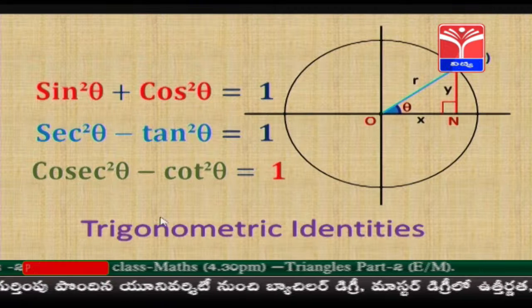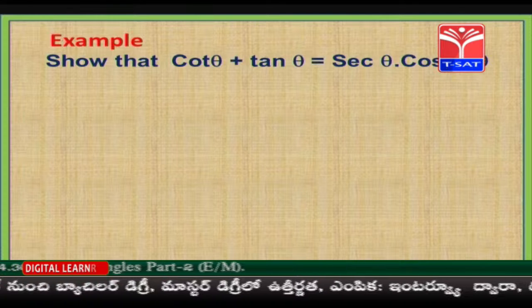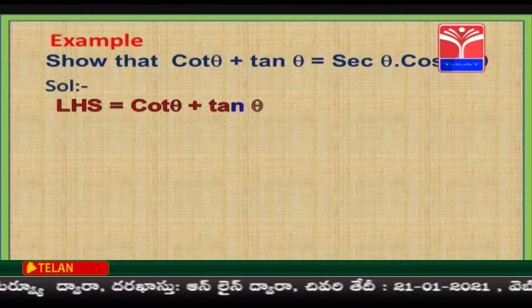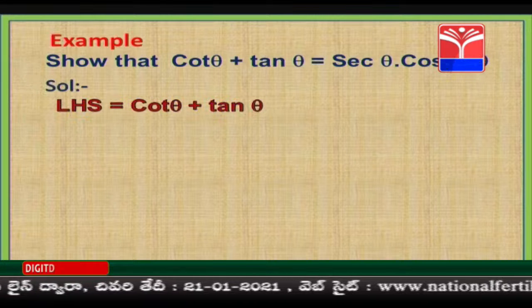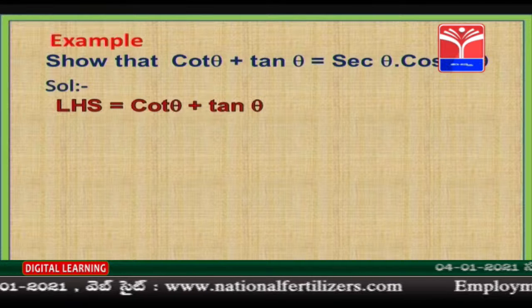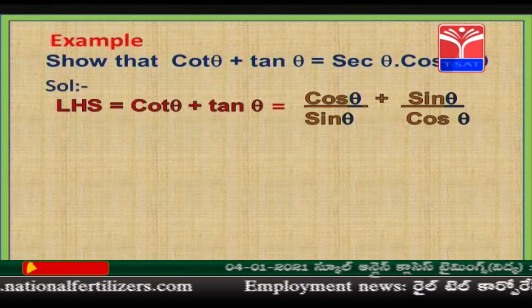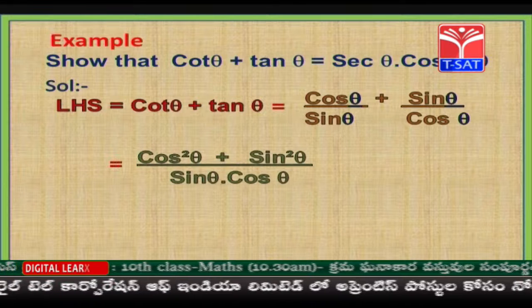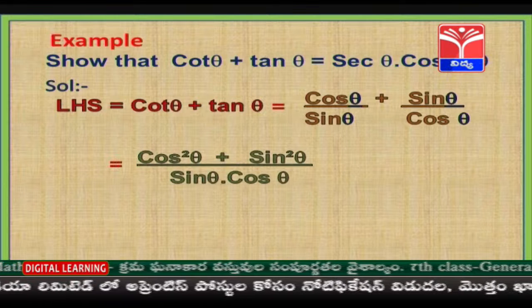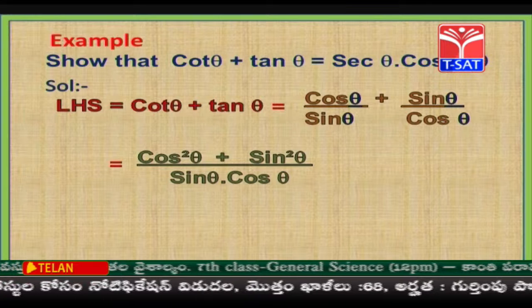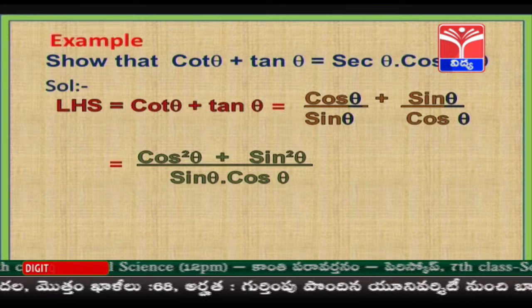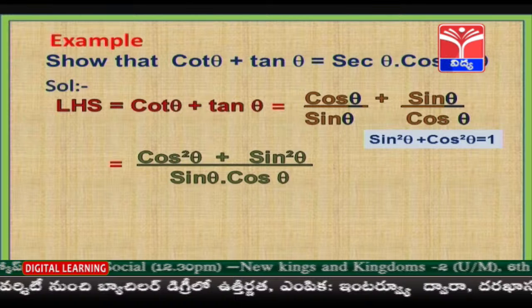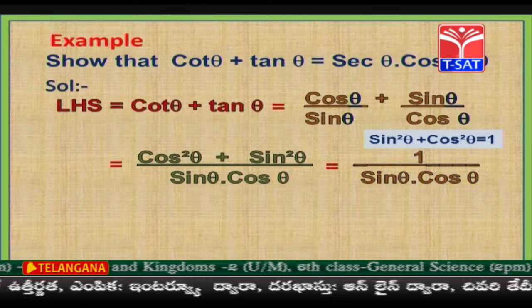Let us see an example. Show that cot theta plus tan theta is equal to sec theta into cosec theta. How is it possible? Let me see. Solution. Let LHS be cot theta plus tan theta. I have taken the left hand side. Now, I am going to write cot theta as cos theta by sin theta, and tan theta as sin theta by cos theta. Now, when you take the LCM, the LCM is sin theta into cos theta. So the numerator becomes cos square theta plus sin square theta, which is equal to 1. So, your answer becomes 1 by sin theta cos theta.